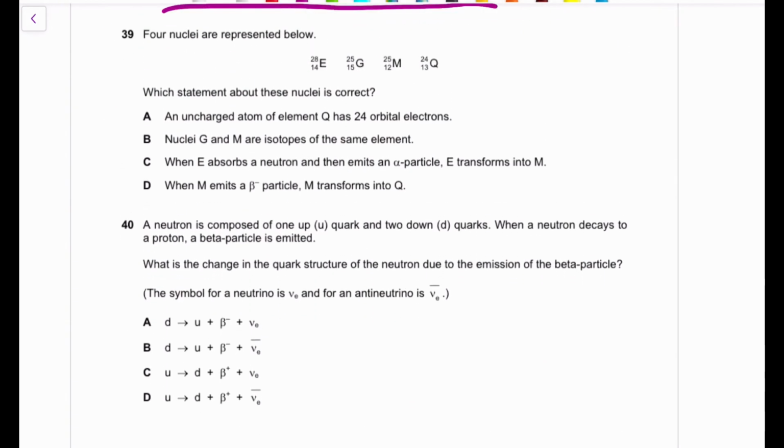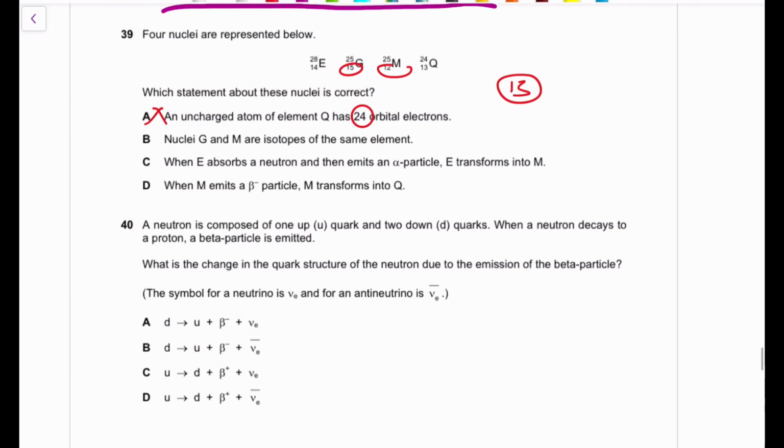We've been given 4 nuclei, which are represented below, and we've been asked which statement is correct, right? A: a charged atom of element Q contains 24 orbital electrons. It doesn't. Q actually contains 13 electrons, so A is wrong. B: nuclei J and M are isotopes of the same element. Isotopes have the same proton number, but different neutron number. J and M have different proton numbers, so B is wrong.